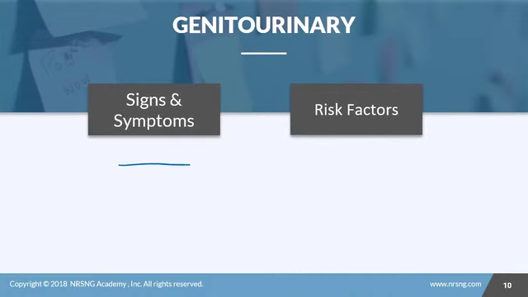Genitourinary, we'll leave the signs and symptoms blank here and focus on the risk factors, which include frequent urination in patients with diabetes. And we'll also have here decreased urine output, or UOP, in patients, for example, with renal or kidney disease. They may be needing to watch their sodium intake and their fluid intake.